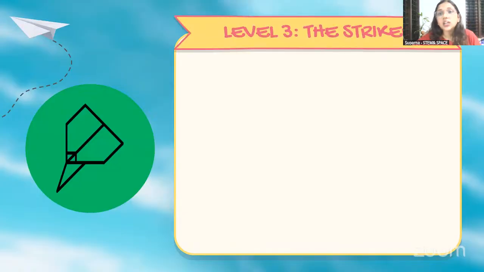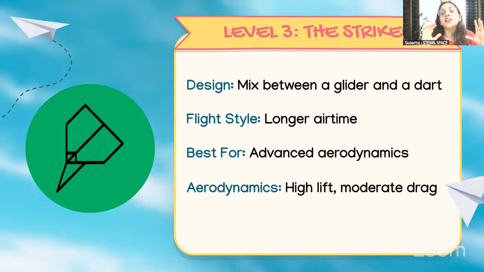Okay, so the third level is what we call a Striker, which is the combination of a glider and a dart. So what we are going to do is take the good side of the glider and the good part of the dart and combine them. And let's see if it works or not. Okay, so for this, everybody take another sheet of paper. This is a little more complicated than the other two.